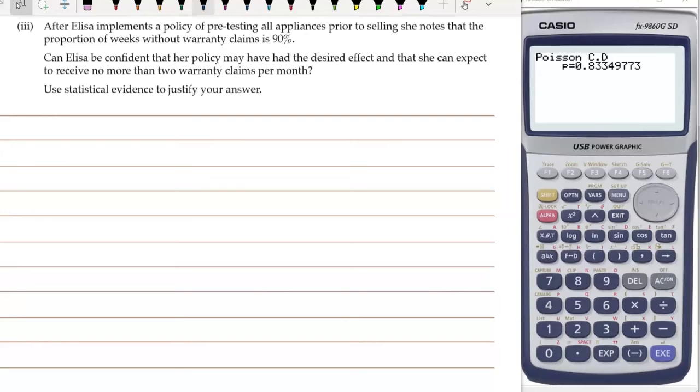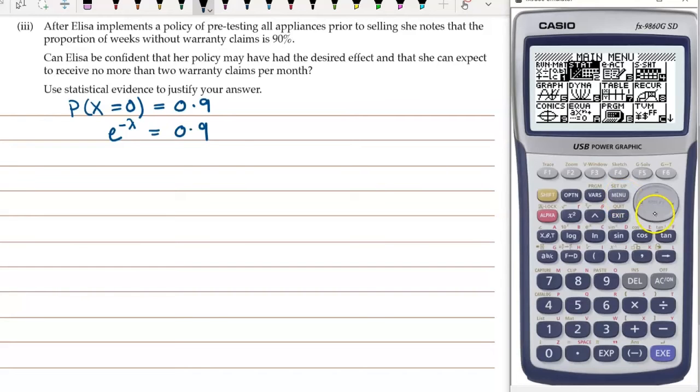Now Eliza makes this change, and the probability of going a week without claims is 90%. So the probability that x is equal to 0 is now 0.9, and we want to find out what the new lambda value is to make that true. So we're using inverse Poisson here. If we know the probability that x is 0 is equal to 0.9, that's the same as e to the minus lambda is equal to 0.9.